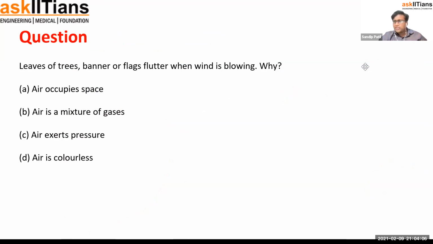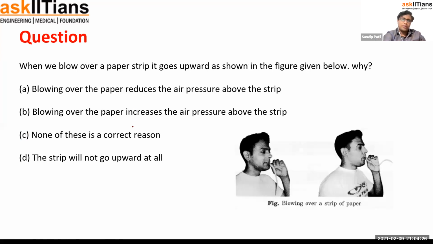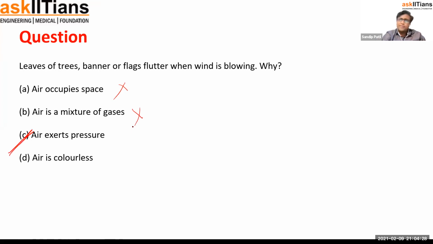Very small, simple theory questions are there, right? So first of all, leaves of the trees, banners, flags flutter when the wind is blowing. Why? Right? Very simple thing. Air exerts pressure. Air occupies space, doesn't make any sense. Air is a mixture of gases, so what? Right? It is not going to be a reason for trees, banners, or flags. Air is colorless, so what happens, right? So only air exerts pressure is our answer.